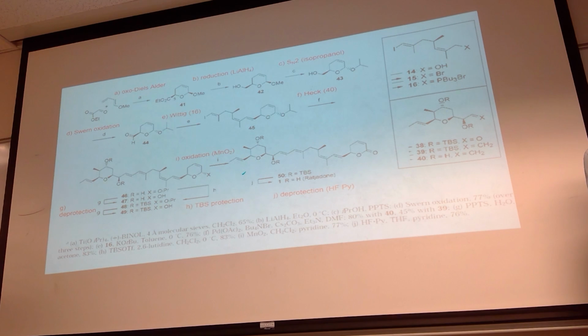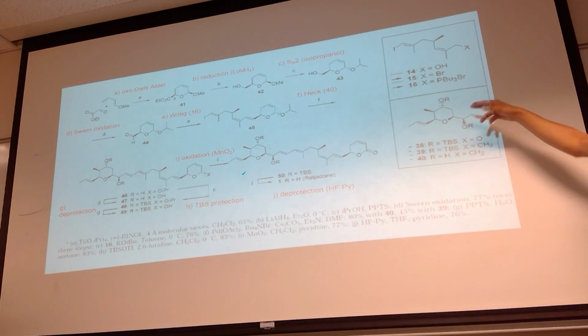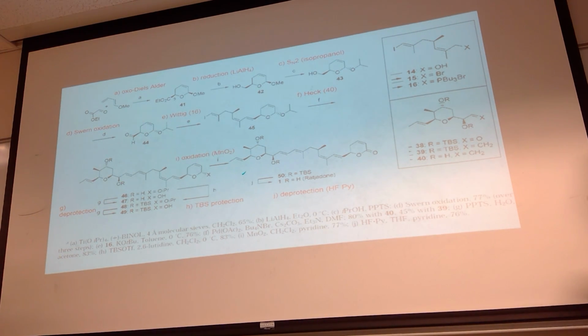From there, they do the Heck coupling reaction, which involves compound 40. So this one here, you see there's a few different numbers and protecting groups at the R and the X. And so what they found, they tried it with TBS protecting groups, as well as with a carbonyl here, and they found that the deprotected one actually gave the highest yields. So they used 40 here for the Heck reaction, and as he was saying, the vinyl iodide at 45 and the terminal alkene of 40 reacted together, and you get 46.